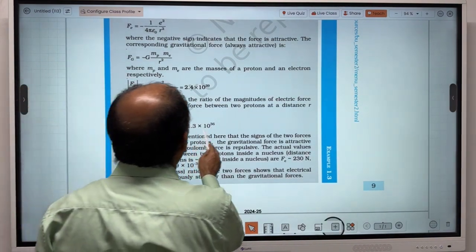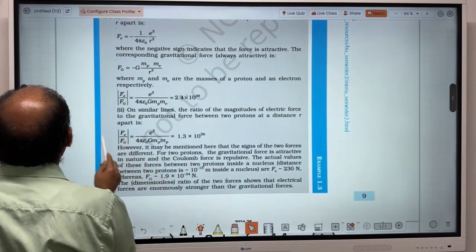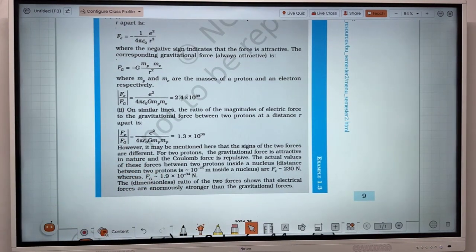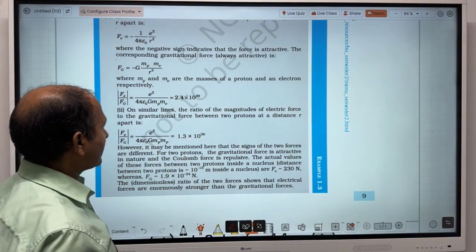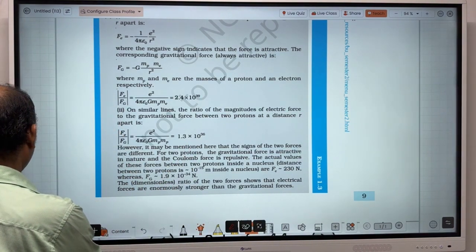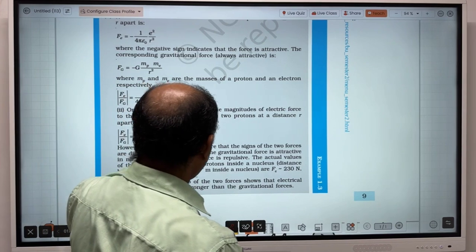Here the same thing is explained, that this quantity Fe upon Fg is dimensionless, as we have already discussed. Now, let's see the next situation.